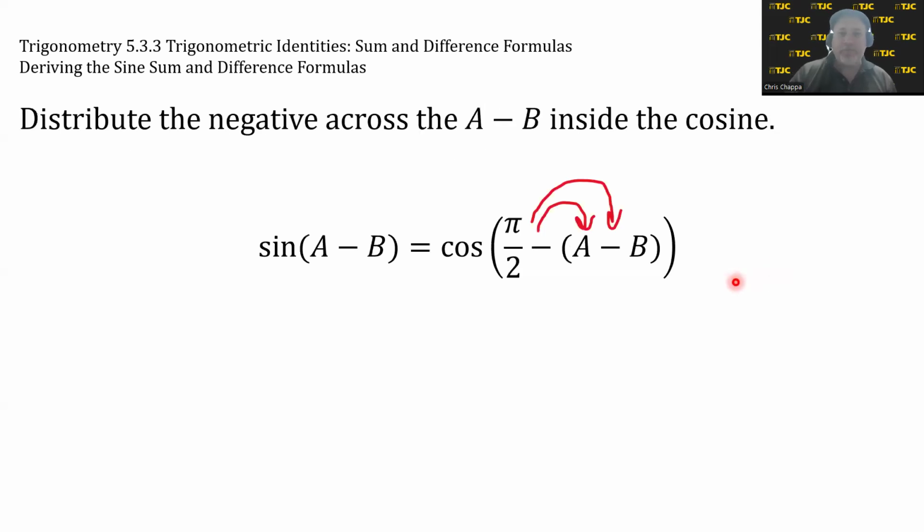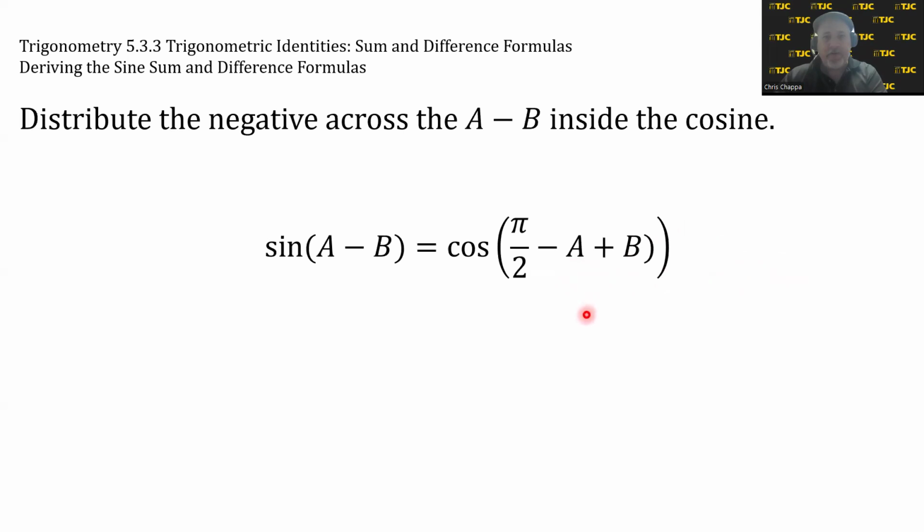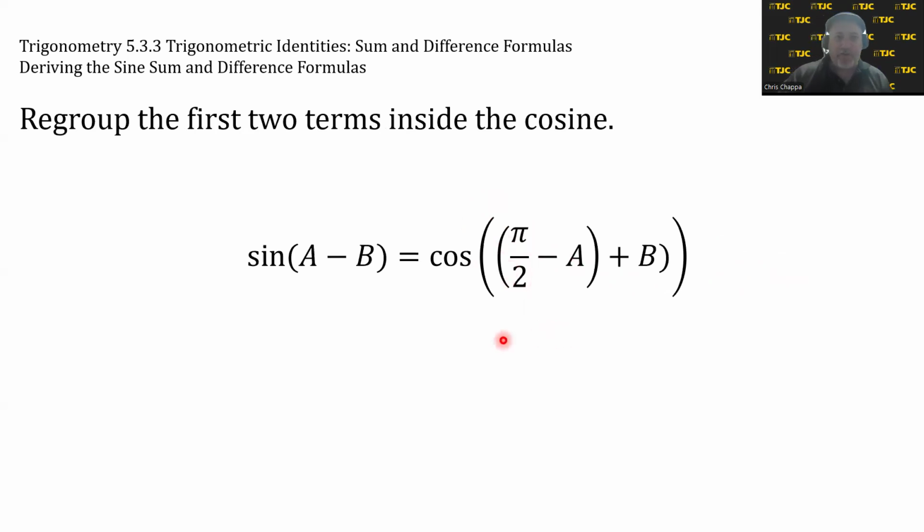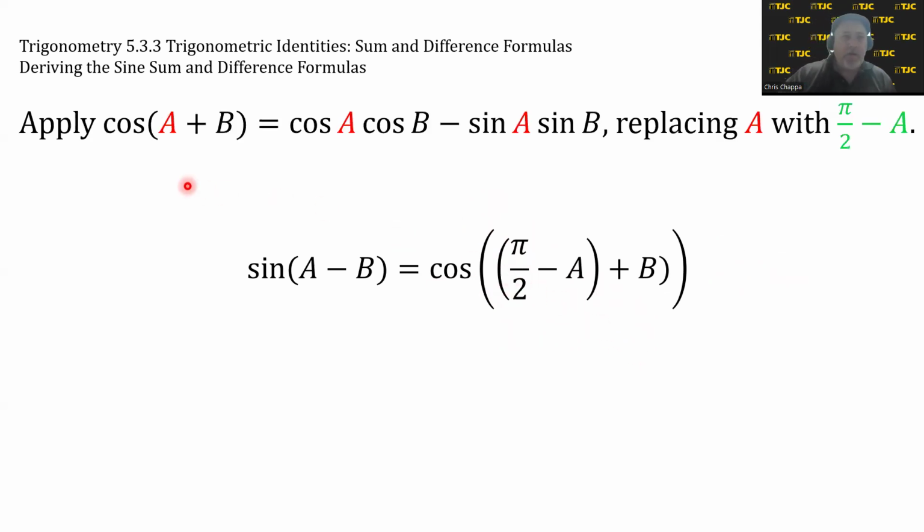first term. But we're going to distribute the negative across the A minus B inside the cosine, which will make the A negative and the B positive. And now we're going to regroup the first two terms inside the cosine by just putting parentheses around them. Now, why would I want to do this? Because now this says cosine of a sum, cosine of pi over 2 minus A plus B. So we're going to apply the cosine addition formula.